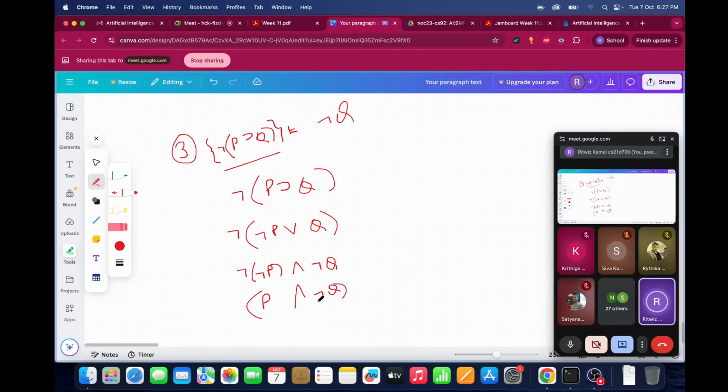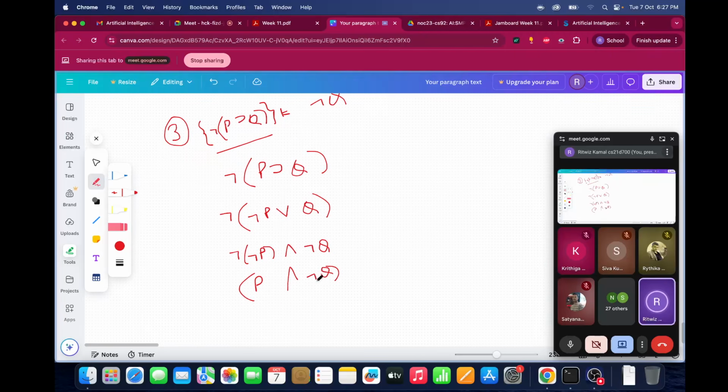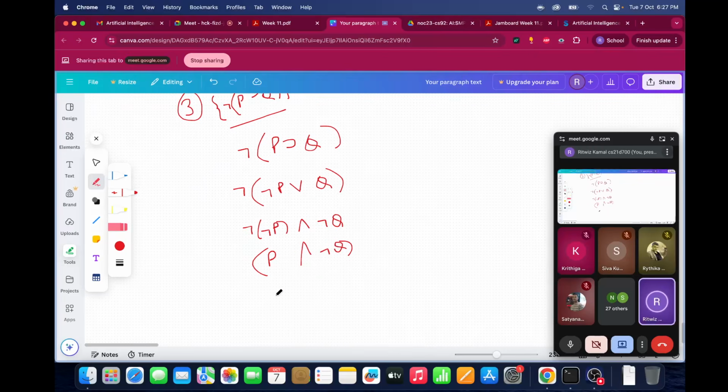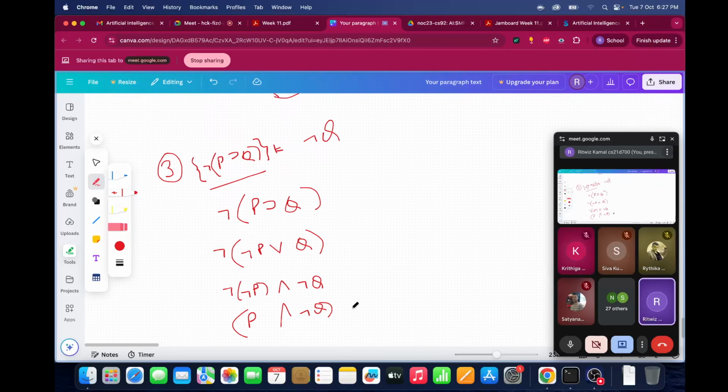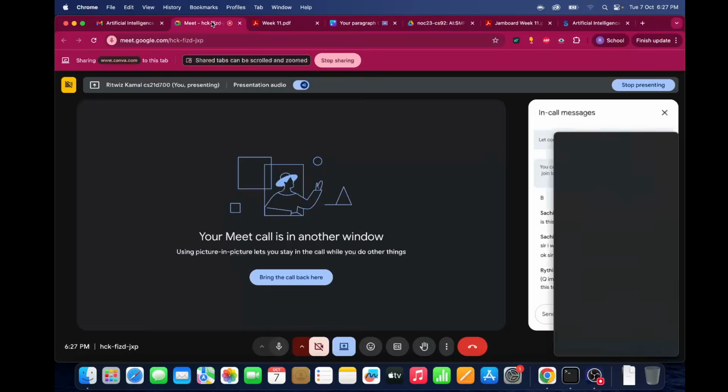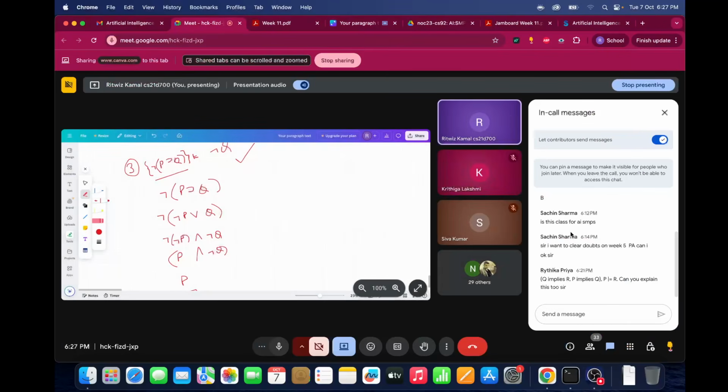So this is what we arrived at from here. And this and statement can be further broken down into two parts, P and not Q. So given this statement, we can say that not Q is derivable and it's necessarily true. So we can say that this is a valid entailment. Is everyone convinced? Any doubts in this one?